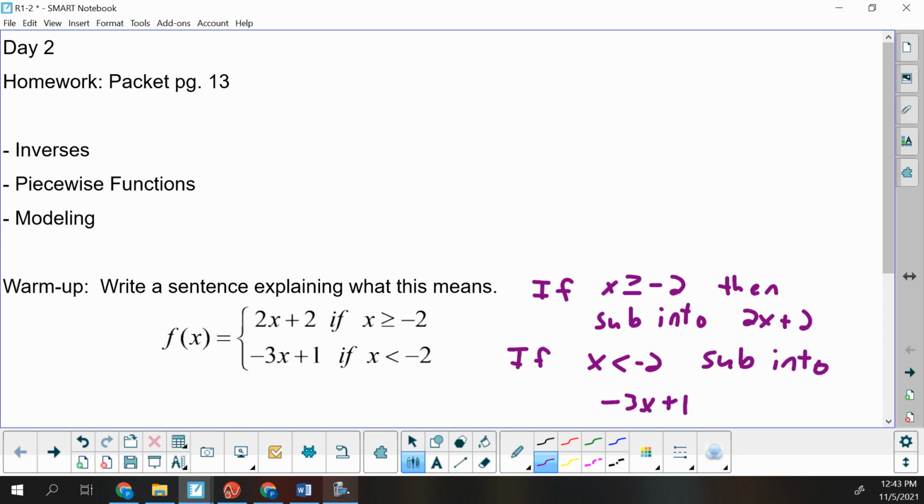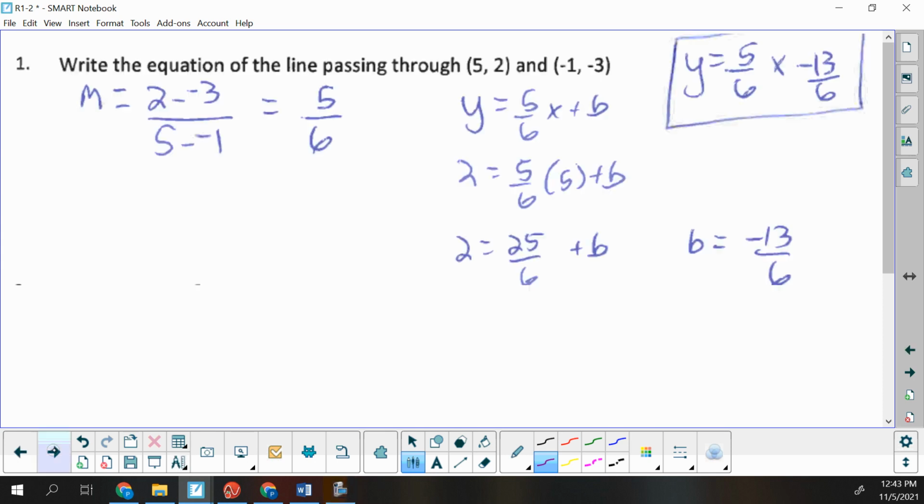So you can stick that warm-up sheet away. We'll go over to your homework from day 1. First one, equation of a line passing through a point. So we got to do y minus y over x minus x. We eventually get 5/6. So we'll take that y equals 5/6 x plus b and sub in one of our points. Doesn't matter which one. Multiply to get 25/6.